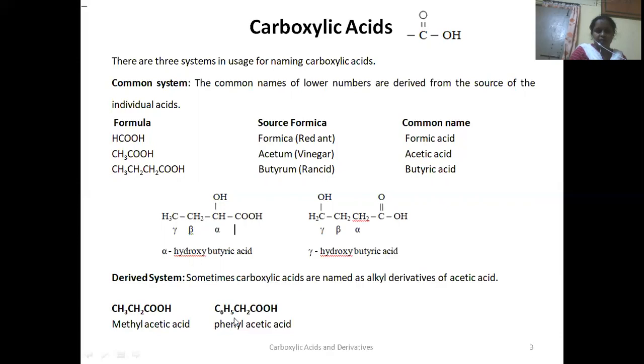And now see this one, this is acetic acid. This CH3COOH is acetic acid. Here one hydrogen is replaced with a phenyl group. Therefore, this is a phenyl derivative of acetic acid. So we have to use phenyl acetic acid. So this nomenclature is used only when the carboxylic acids are alkyl derivatives of acetic acid.